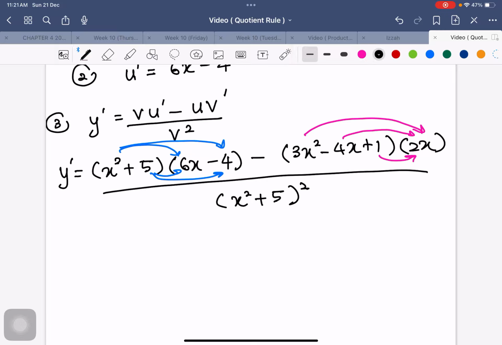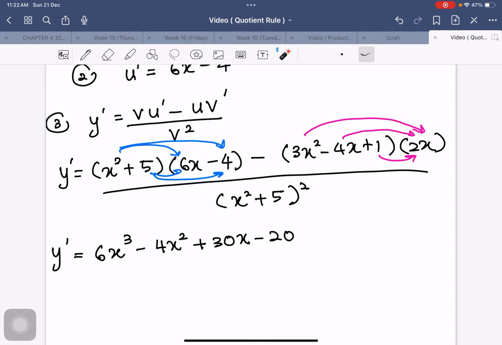So, when you expand this one, you will have 6x cubed. Okay, kenapa x cubed? Bila x darabkan dengan x, power ni kita akan tambah. Okay? Minus 4x squared plus 30x minus 20. So this is for the first function.